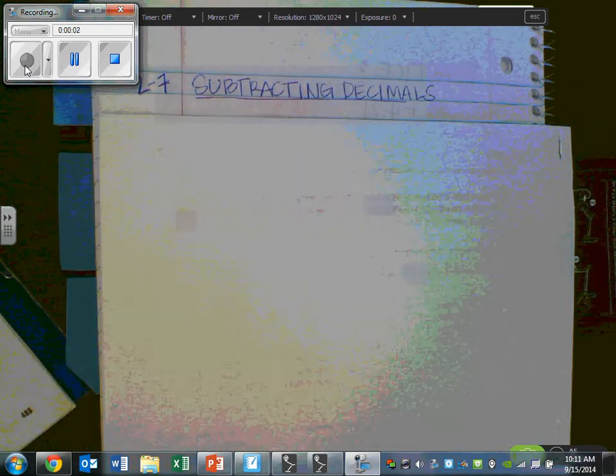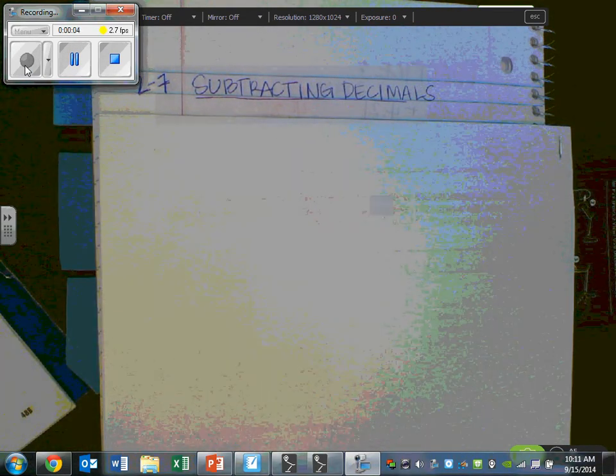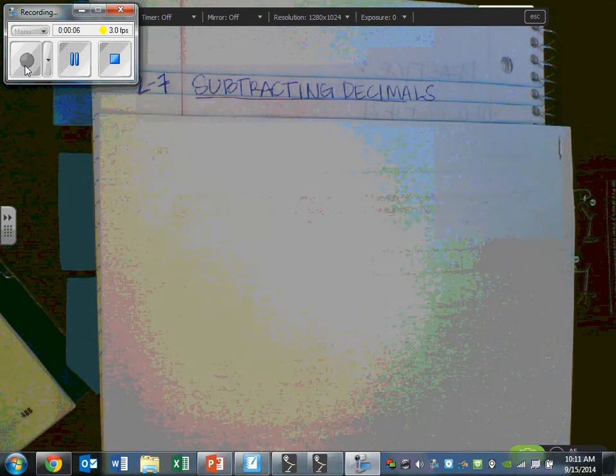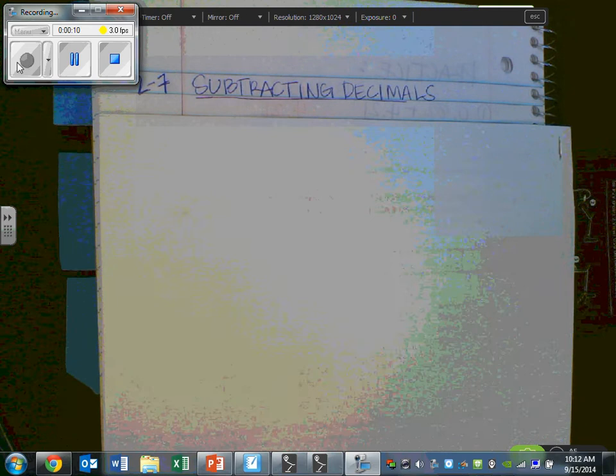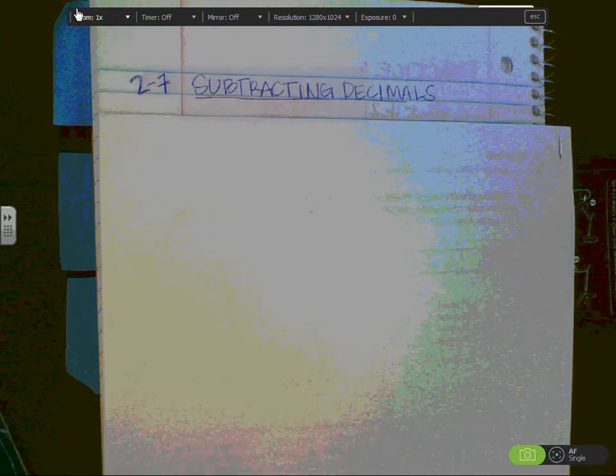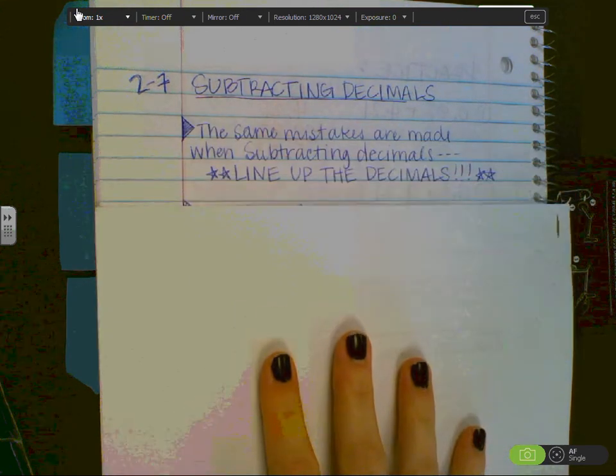Alright guys, today's lesson is all about subtracting decimals. So go ahead and get your notebook out. Write 2-7, subtracting decimals. And guess what?